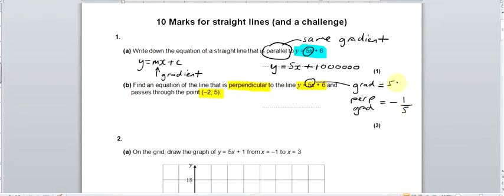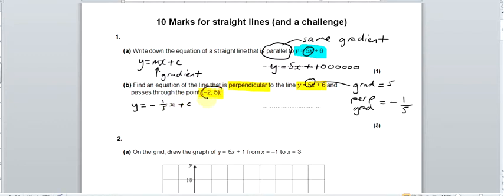And it's as simple as that. Whatever this is, switch the sign and turn it upside down. So that's the gradient of our line. So we know that we've got y equals minus 1/5 x plus something. And now we've got to get the something, and that comes from the point.